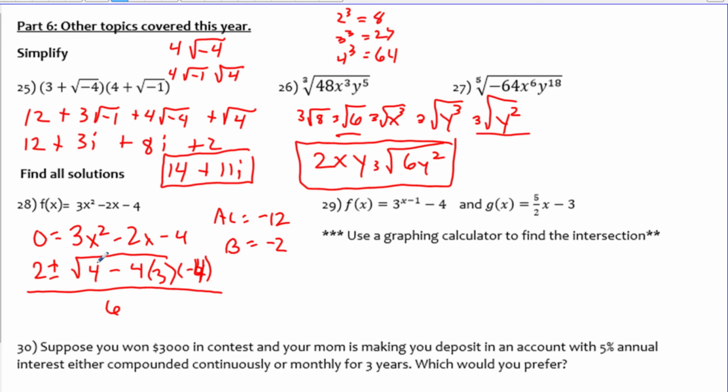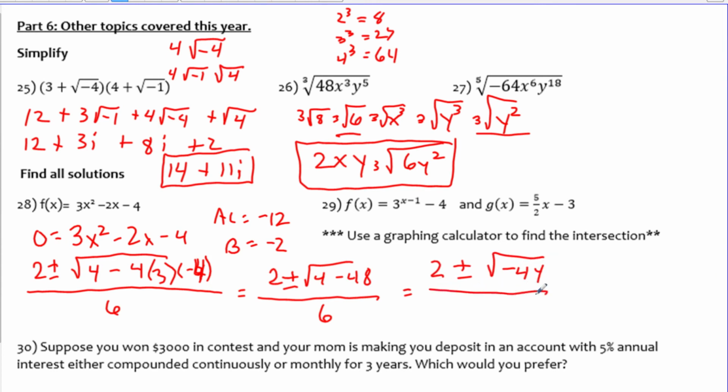Okay, so now if I did negative 4 times 3 times negative 4, I get negative 16 times 3, which is positive 48. So if I simplify just under the radical, it says 2 plus or minus the square root of 4 minus 48, all over 6. Well, 4 minus 48 is negative 44, so I'm going to turn this into 2 plus or minus the square root of negative 44 over 6.